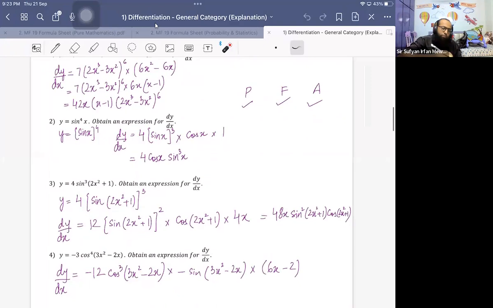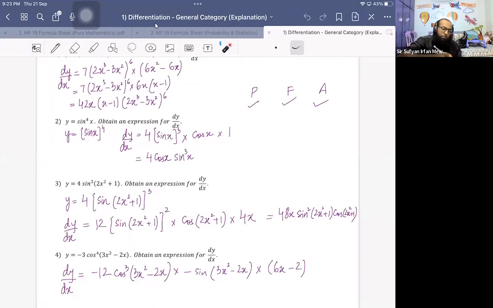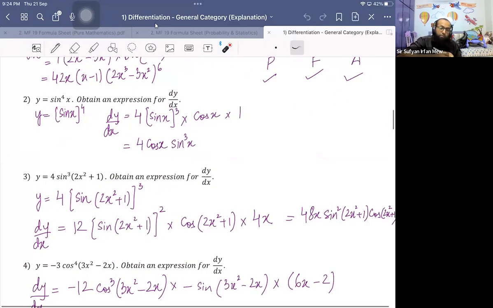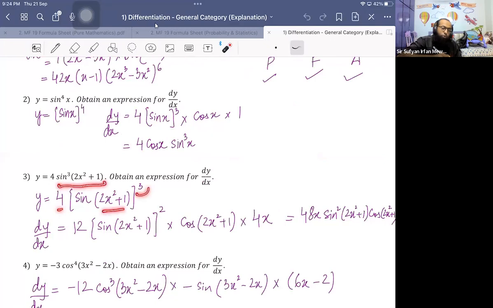So 4 sine cube (2x squared plus 1) is 4 times sine of (2x squared plus 1), whole cube. First, we have rewritten it. Is this step essential for us? No. This step is not essential. We could have differentiated directly as well. So writing this is just for our own convenience, so that we do not end up making an error and are able to differentiate properly. So if I'm writing that, then it becomes 4 times sine of (2x squared plus 1) whole power cube.